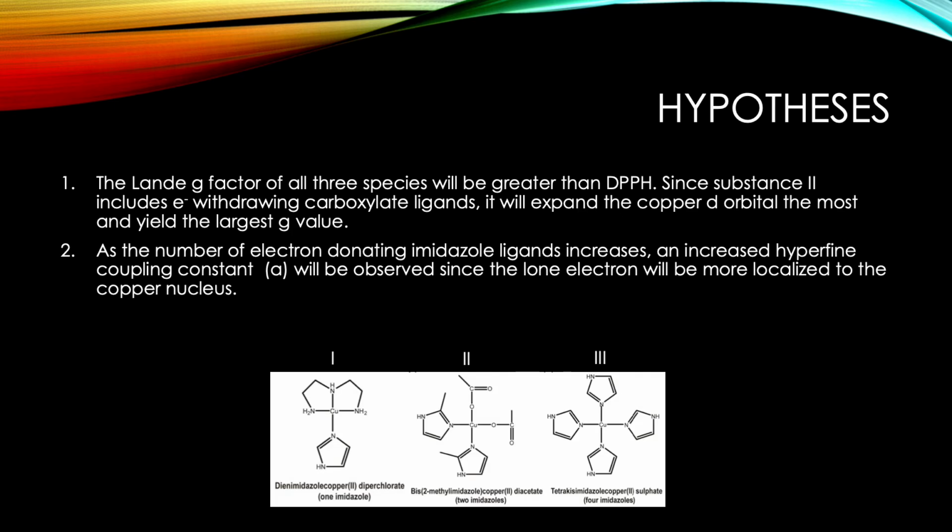Now that we've introduced some of the theory behind ESR, we will begin with the experiment. We start with the hypotheses that were formulated prior to the experiment. The first hypothesis is that the G factor for all three species, as shown below, will be greater than dppH. Further, because substance 2 has the electron withdrawing carboxylate ligands, it will expand the copper d orbital the most, and we should observe the largest G value since it will have the largest spin angular momentum as a result of the expanded d orbital.